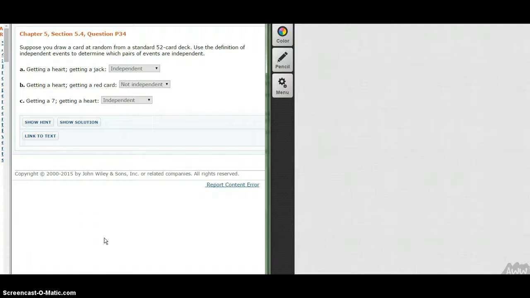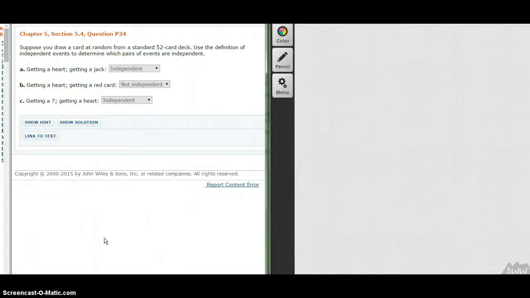Most importantly, make sure you do not confuse this with mutually exclusive. So mutually exclusive and independent are two separate things. Here we're looking at independence. So for example, getting a heart and getting a jack, you could potentially have a card that is both, the jack of hearts namely, but that doesn't affect the independence necessarily.